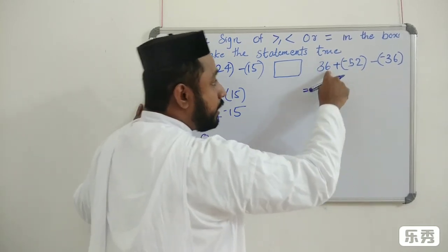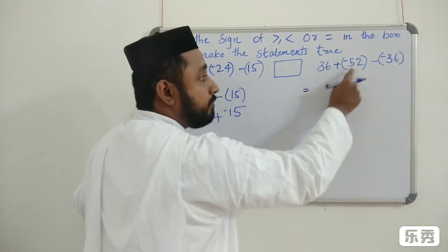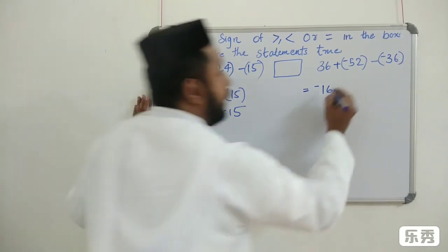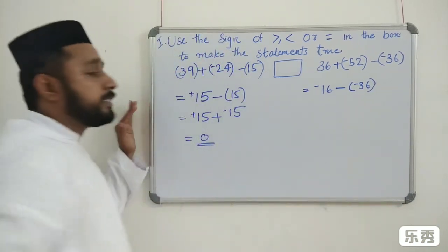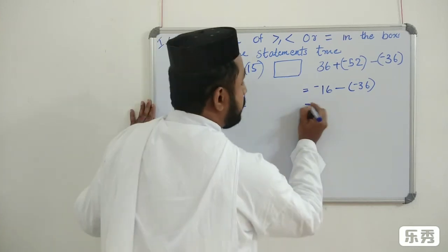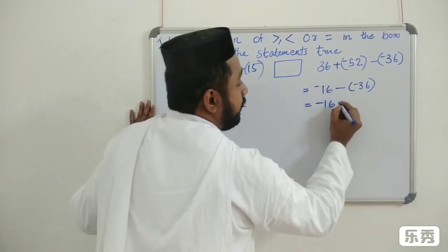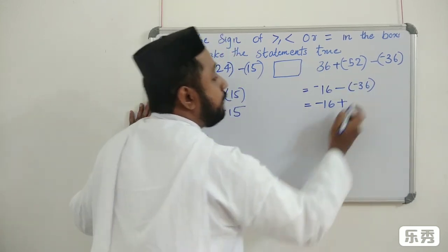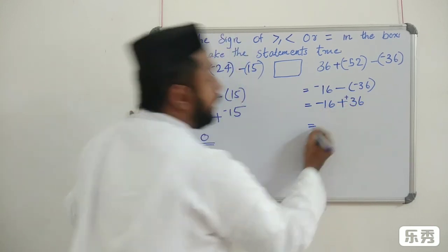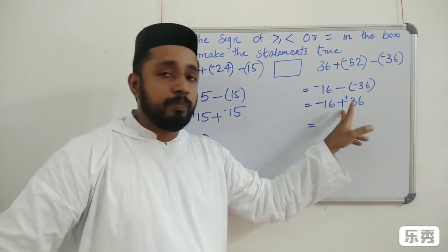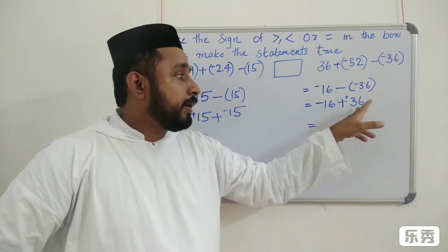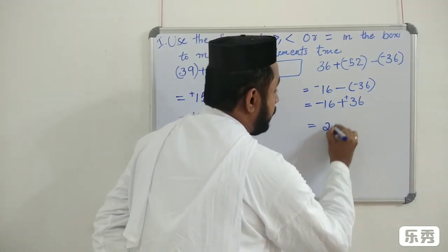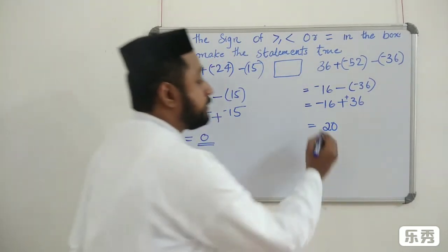The right side, 36 plus minus 52 minus 36. Here one positive, one negative. Subtract the smaller one from the bigger one. When we subtract 36 from 52, we get 16 and the sign of the big number, that is minus. So minus 16 minus 36. We change it into plus, so minus becomes plus and the sign of the next integer changes. So minus 36 will become plus 36. Again we have one negative integer and one positive integer. Addition is the operation, so subtract the smaller one from the bigger one and give the sign of the bigger number. 36 minus 16 is 20, and the sign is plus, so plus 20.